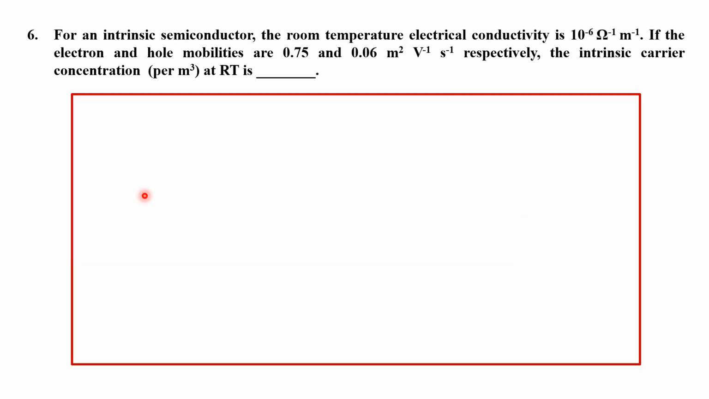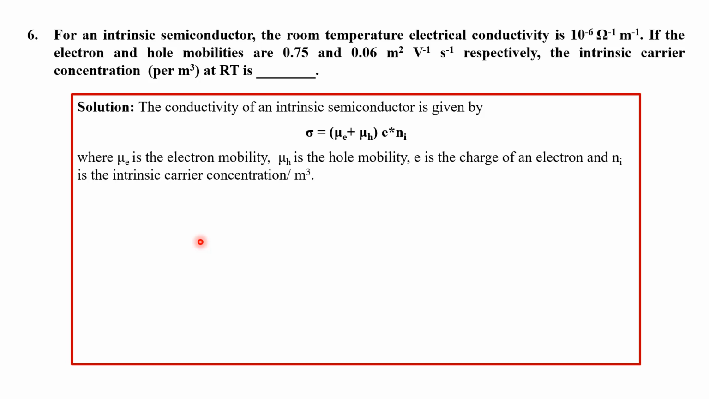That's all. So next, for an intrinsic semiconductor, the room temperature electrical conductivity is given to us. If the electron and hole mobility are 0.75 and 0.06, we have to find out the intrinsic carrier concentration at room temperature. Simply, you can directly use the equation for conductivity here. What is the equation for conductivity for an intrinsic semiconductor? Yes, sigma is equal to n e mu e plus p e mu h.